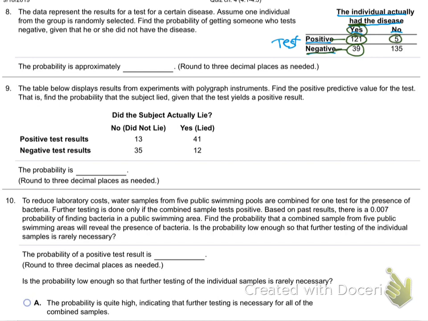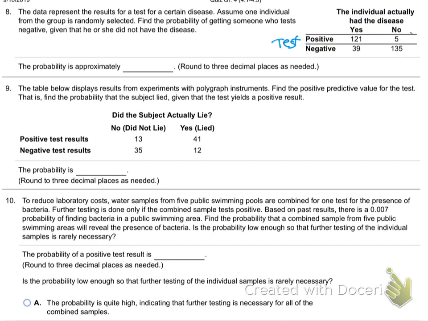These 5 up here do not have the disease, but the test was positive. The test said they do have the disease. That's a false positive. The test said they have the disease, but they don't. This group down here was a false negative. It said they don't have the disease, but they really do. And then finally, these 135, the test said no, and they don't have the disease. All right, so that's what that table's saying. Let's go to the question.